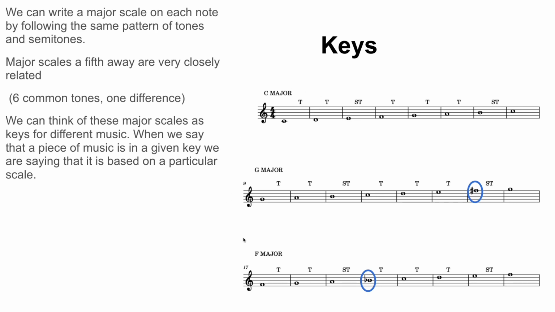Similarly, between C major and F major, those keys are very closely related again, because most of the notes are in common. In fact, six of the notes are in common, and we've got one difference: B flat in F major, but B natural in C major.